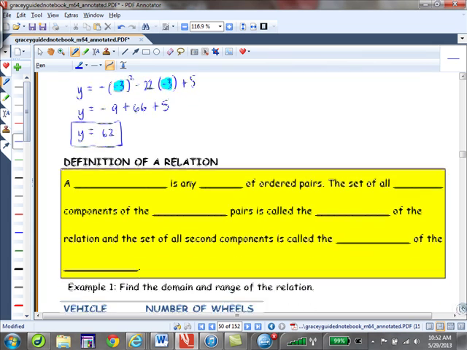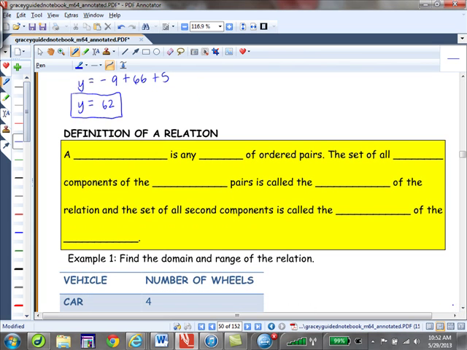All right, so here we go. We move right in to learning the definition of a relation. A relation, very simple. A relation is any set of ordered pairs. The set of all first components of the ordered pairs is called the domain. So get used to this word. You'll see it for the rest of your math life. The set of all second components is called the range of the relation.